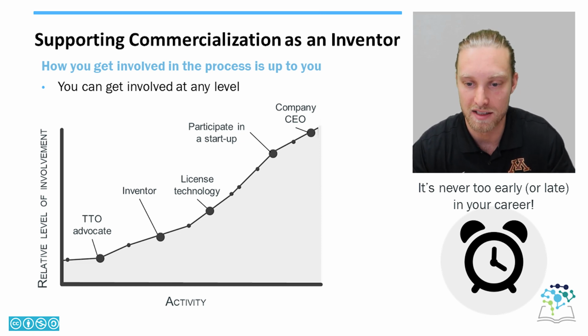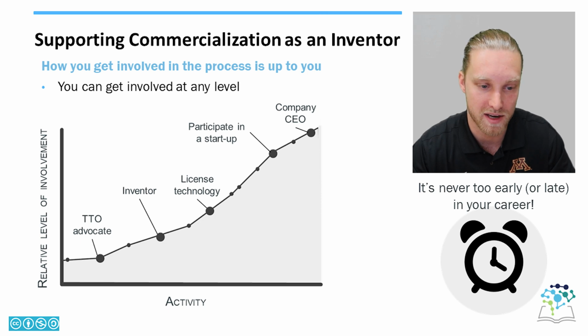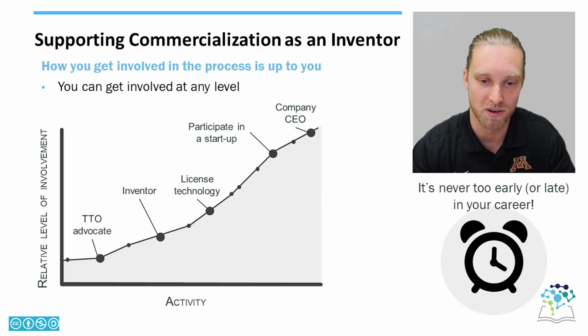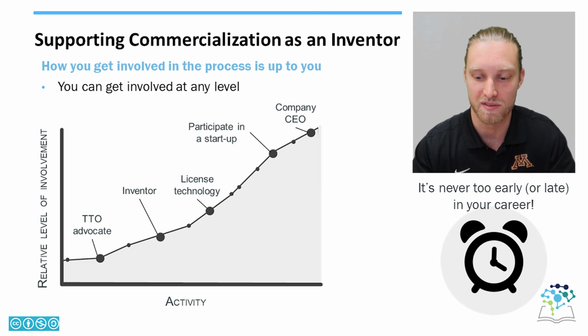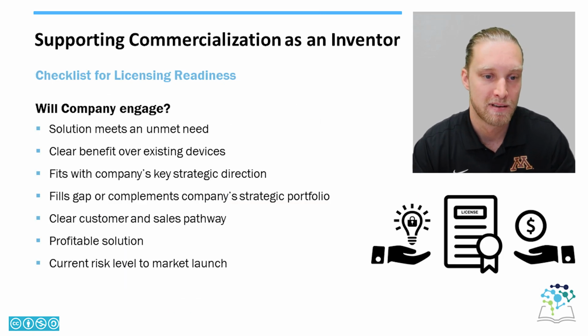And so that's letting your colleagues know or others know that we're around and available, all the way up to an inventor. You're creating something, you're working with your tech transfer office to help license the technology, all the way up to participating in a startup. And again, at the high end level here is acting as a company's CEO or in the C-suite of a company. It's never too early or late in your career to start in that commercialization as an inventor, and that first step is really to engage with your tech transfer office.